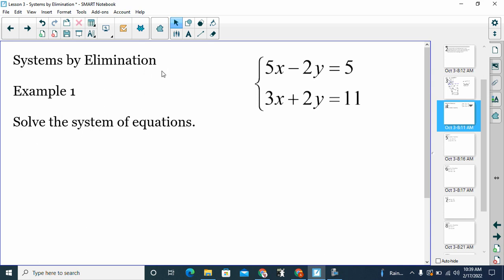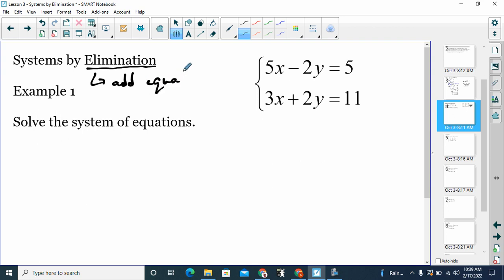So the word eliminate, it means to get rid of. We are going to eliminate, we're going to get rid of one of the variables, and we're going to do it by adding the equations together. So our goal is to add the equations together and eliminate, get rid of a variable. Add equations, get rid of a variable, either x or y.